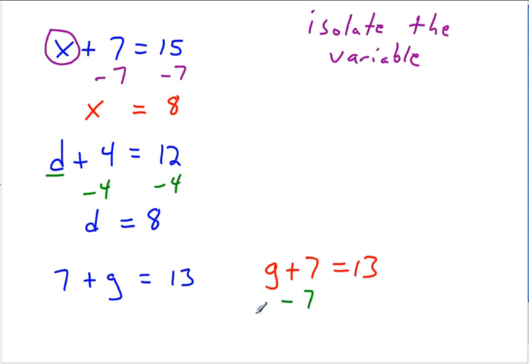So the inverse of adding 7 would be subtracting 7. Again, if we do something to this left side, we need to do it to the right side to keep everything in balance. And so that leaves us with g all alone on the left side, and 13 minus 7, which is 6, which we thought was correct, on the right side.